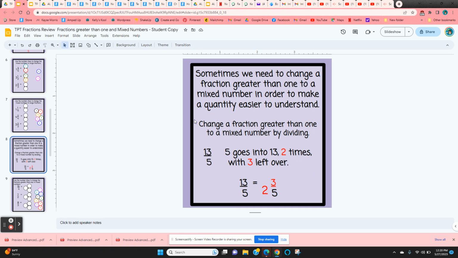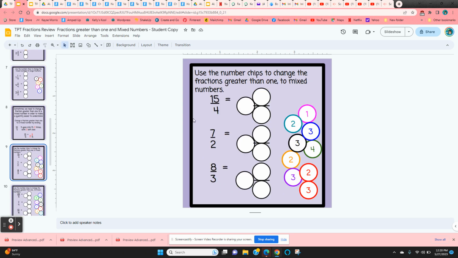Then they get instruction on how to change a fraction greater than 1 to a mixed number. So they're given an example of how to do that. It's just a division problem. 5 goes into 13 2 times. That's their new whole number. 2 times 5 is 10, and that means 3 are left over. So 2 3/5, again, the denominator stays the same. So they've got 2 slides where they're going to be using number chips to do that.